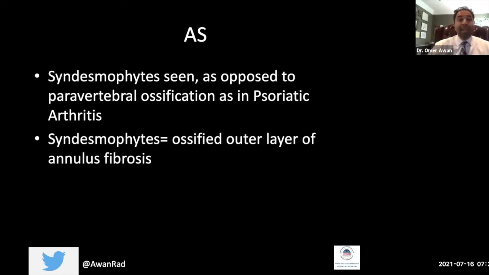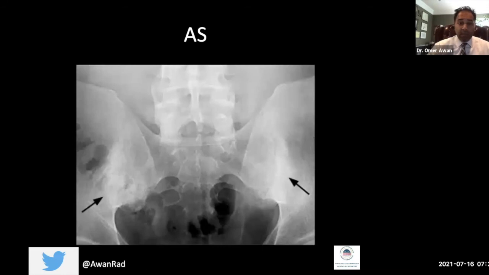Now, instead of paravertebral ossification, you get something called syndesmophytes. And again, syndesmophytes are only seen in ankylosing spondylitis and IBD arthropathy. And this represents ossification of the annulus fibrosus of the disc. And I'm going to show you what this looks like in a second.